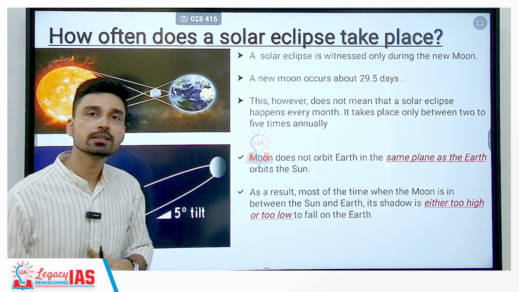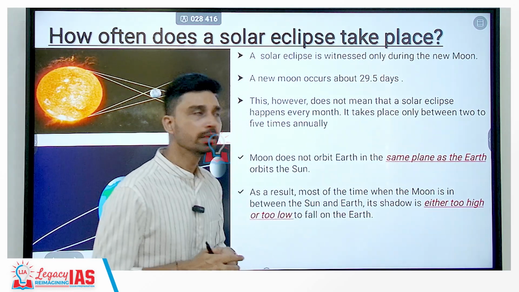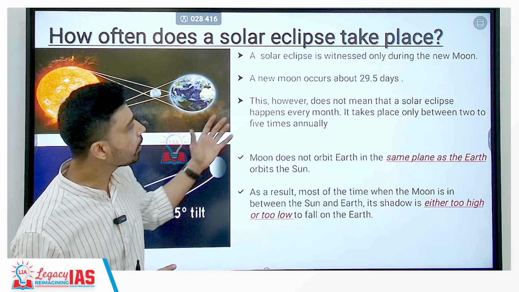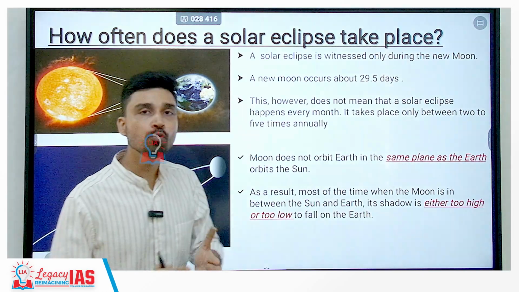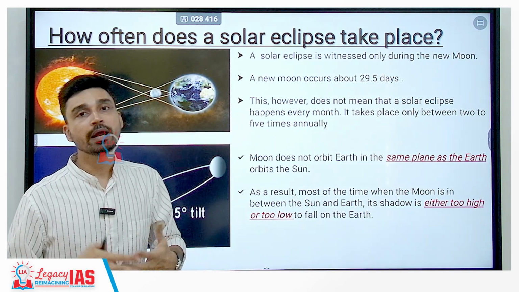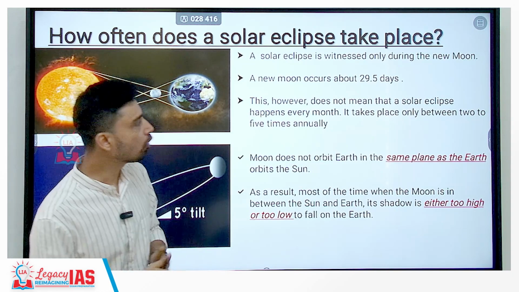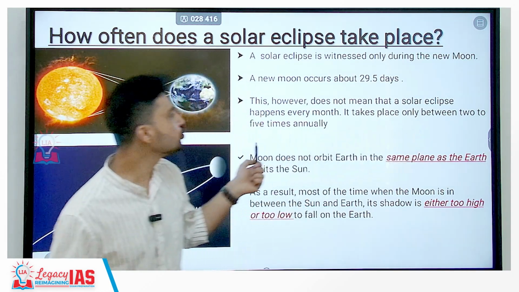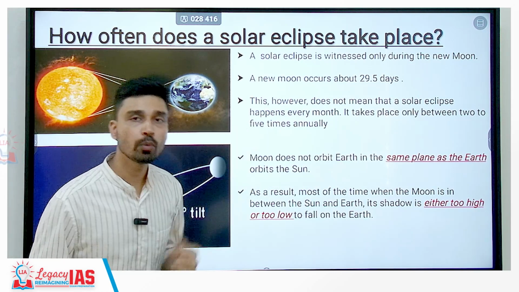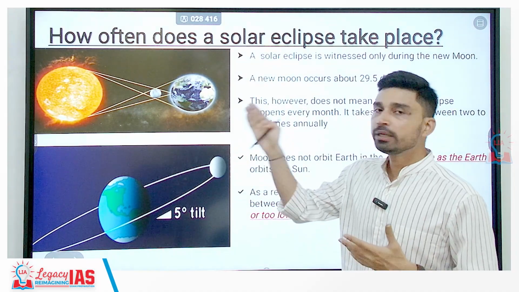And we know that since the moon revolves around the earth in almost 29.5 days, a new moon occurs about every 29.5 days. However, this does not mean that at every new moon you will observe a solar eclipse. If an eclipse happened at every new moon, then every month we would have observed an eclipse. However, it takes place only between 2 to 5 times in a year.